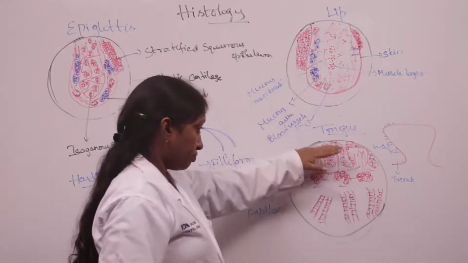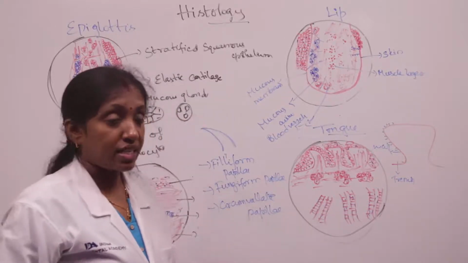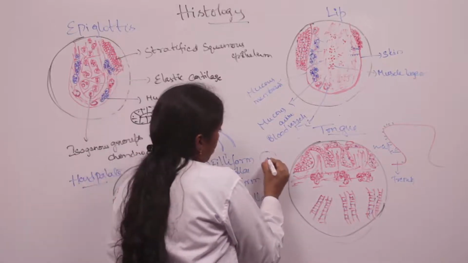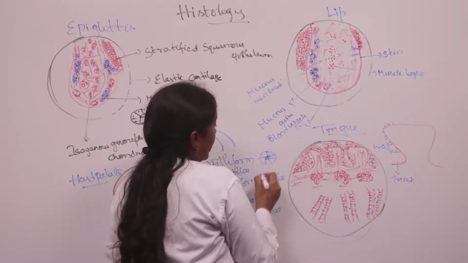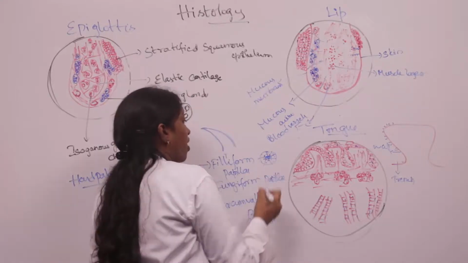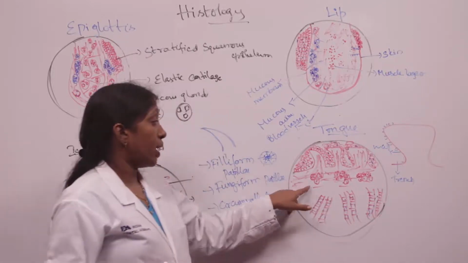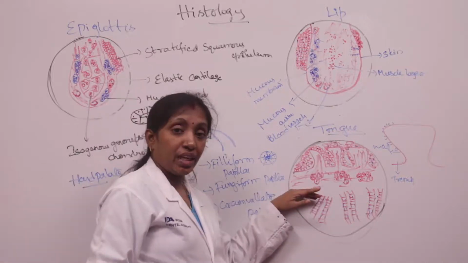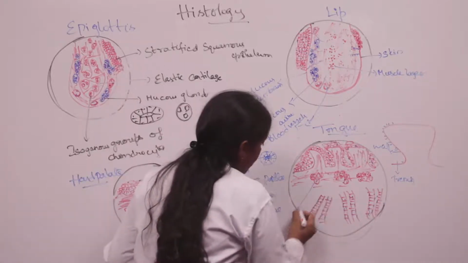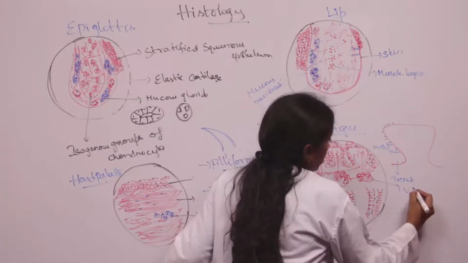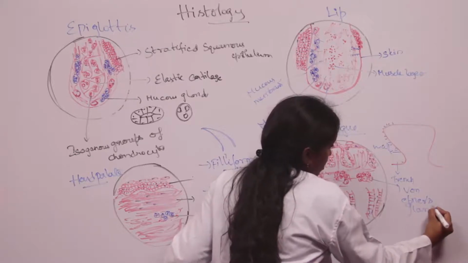Deep to the epithelium, in the lamina propria, we will be able to see a large number of serous acini. What is the structure of serous acini? Serous acini consist of a small lumen, and the cells are pyramidal in shape. The nucleus is rounded and situated at the base, and the apex of the cell contains many zymogen granules. That is the structure of the serous acini. We see many serous acini deep to the epithelium in the connective tissue of the tongue. These serous glands are nothing but von Ebner's glands.